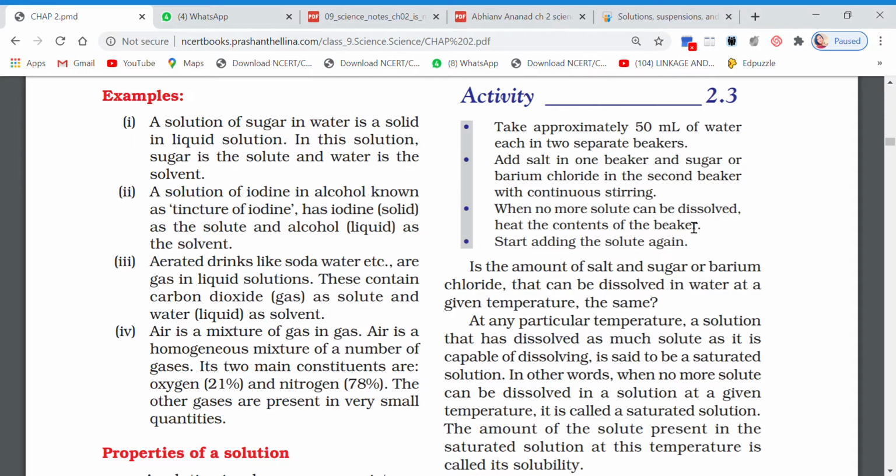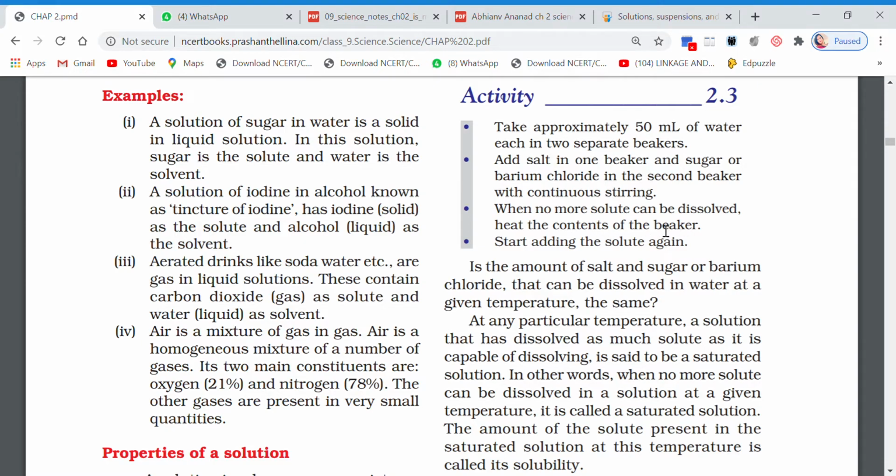फिर third spoon, then fourth spoon. जब तक dissolve होता जा रहा है तब तक add करते रहो. Now when a stage will come that now the solute is not getting dissolved. Now what you have to do? Heat the beaker. Now you heat the beaker.